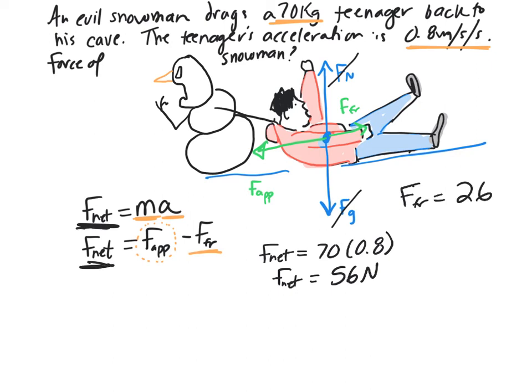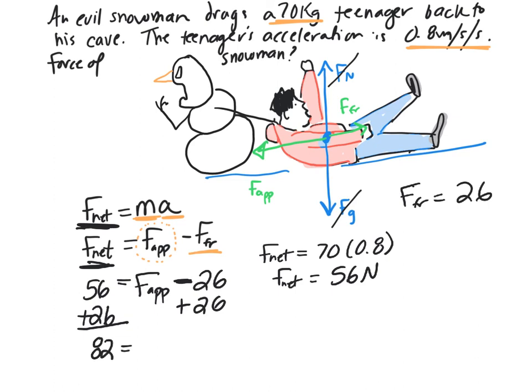We have F net, which is 56 newtons, equals, we're looking for our force applied, minus, and we were just given our force of friction. Some people struggle with what to do with math here. Well, you're not going to divide because we have addition and subtraction separating the different factors here. So we're going to add 26 to the other side, and we get 82 as our force applied. Don't forget units. 82 newtons is equal to your force applied.